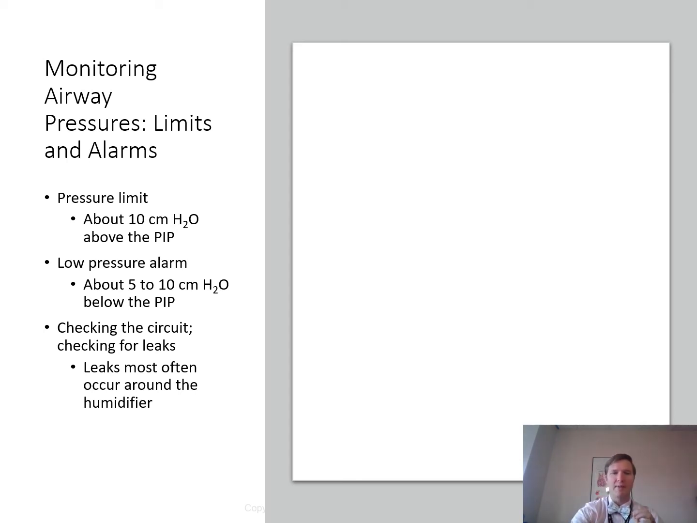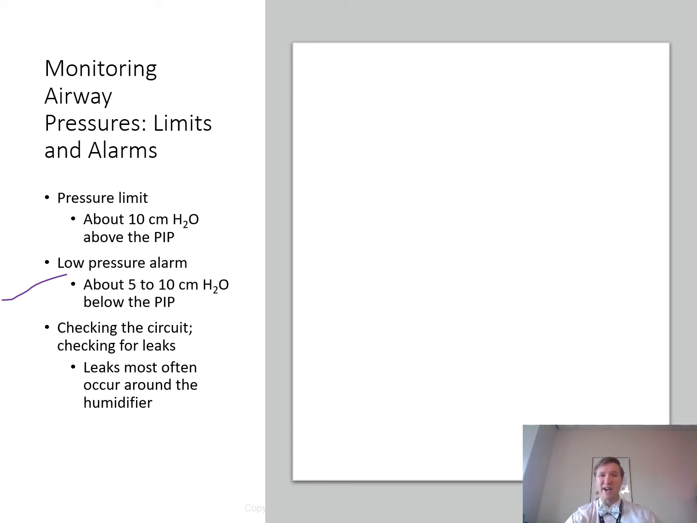All right, what about low pressures? We just talked about high pressures. Low pressure alarms, audible and visual alarms, alert you when the PIP falls below a designated setting. This setting is usually 5 to 10 centimeters below that patient's average PIP. So let's say their average PIP is 10, right? Let's just say it's very low.